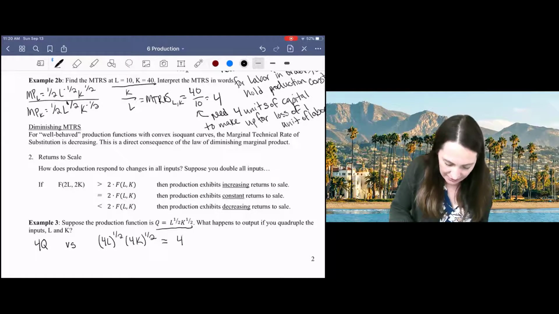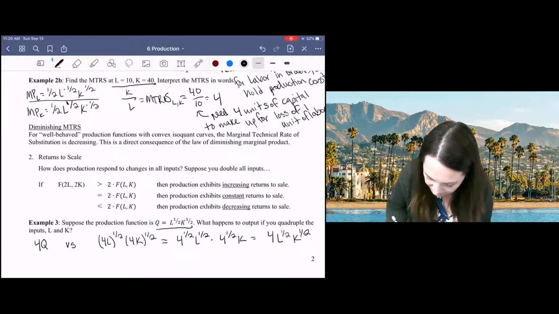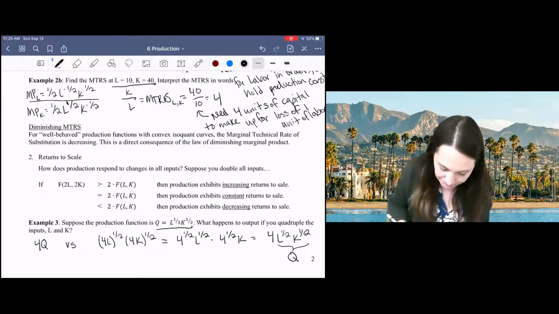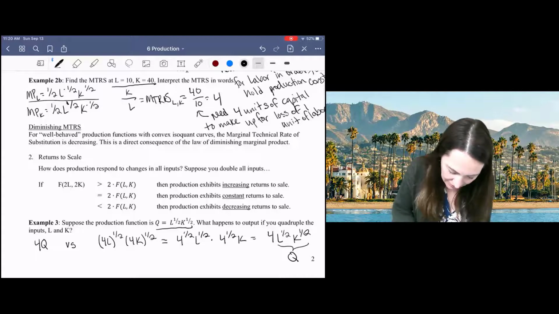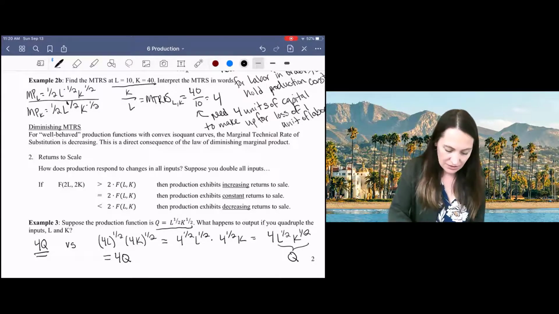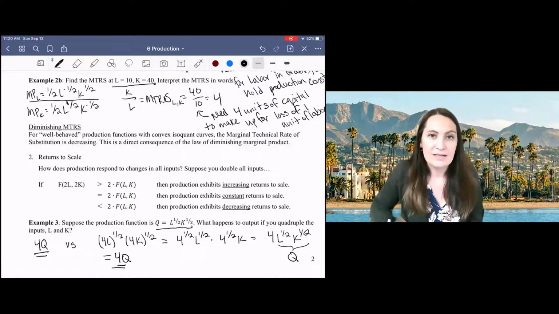I'm going to get 4 L to the 1/2 K to the 1/2. And of course, this is the amount of output with my original level of inputs. So at the end of the day, I've got 4Q. And this production function exhibits constant returns to scale because as I quadruple my inputs, I get quadruple the outputs.